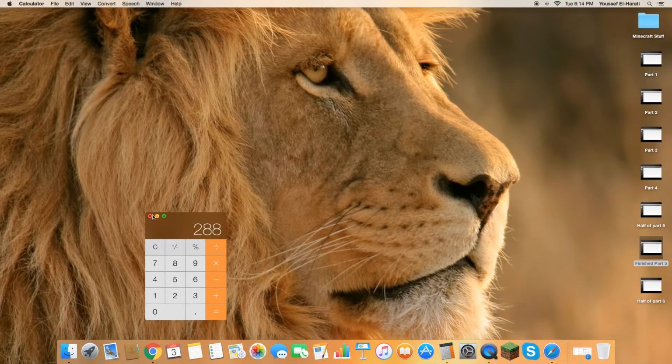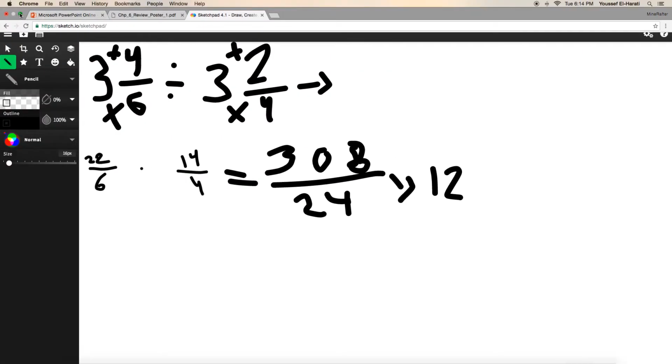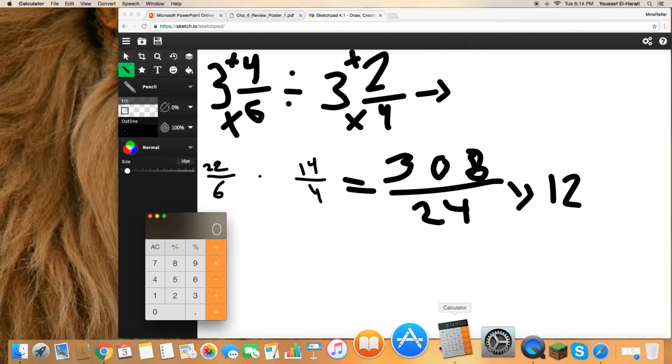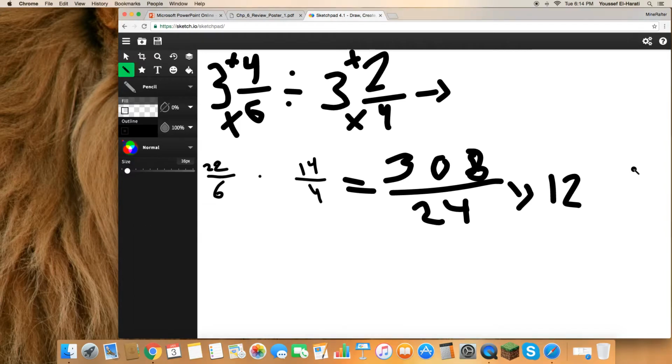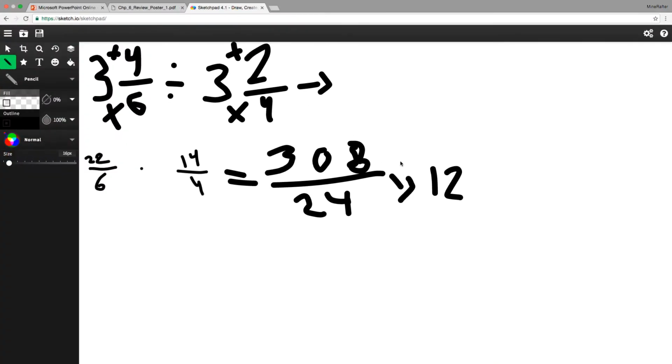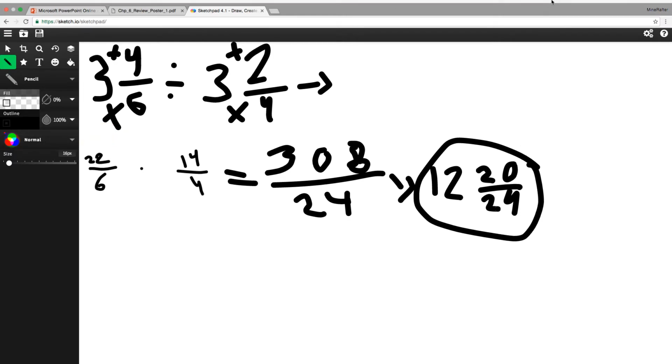Then we take this 288 and we do 308 minus 288, and we get 20. So we put 20 as the numerator and 24 as the denominator, and that's the answer. And that's how you divide mixed fractions. Got it. Okay.